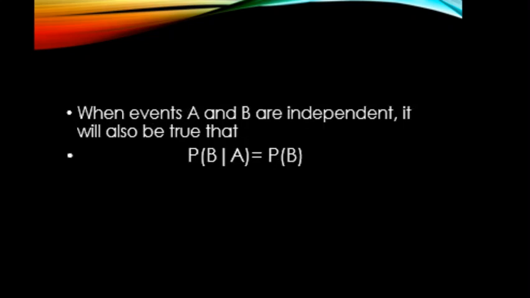Now, the opposite of this is also true. That means the probability of B given A will be equal to the probability of B. So events A and B are independent of each other.